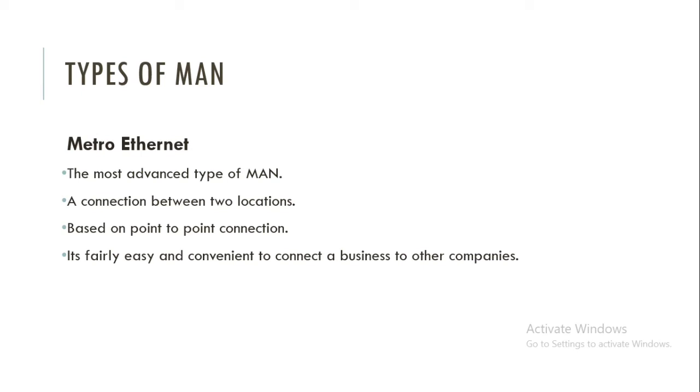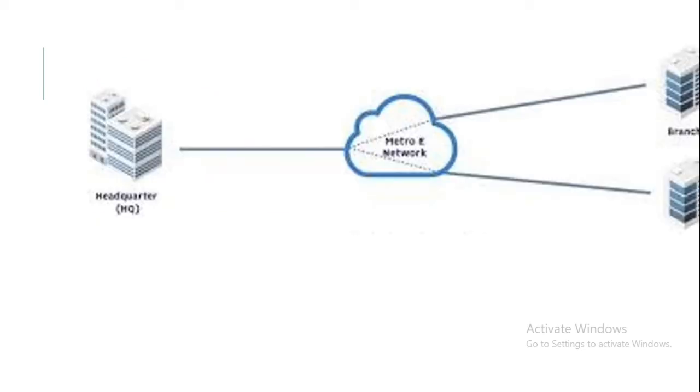For example, we have a MAN, and from there a point comes out and connects to two businesses. It is fairly easy and convenient to connect to other businesses. As you can see in this example, there's a headquarters, then there's the MAN, from which two points come out. They connect with two offices, two branches.